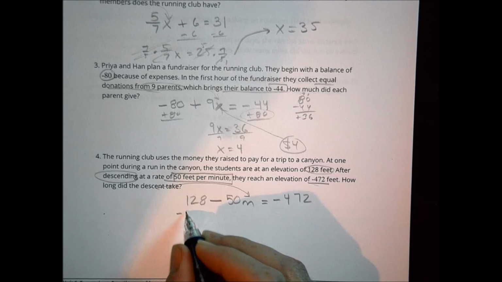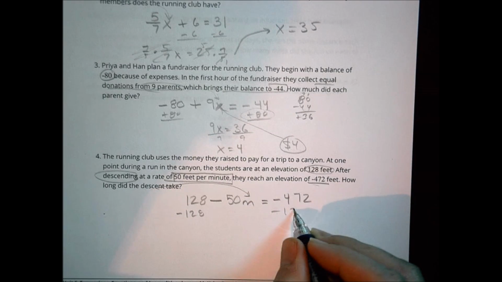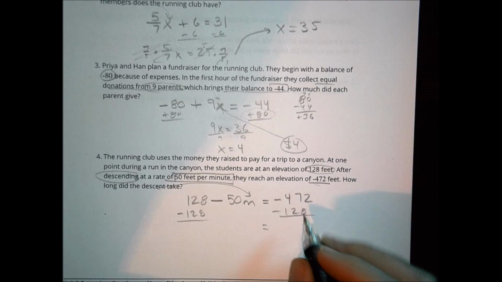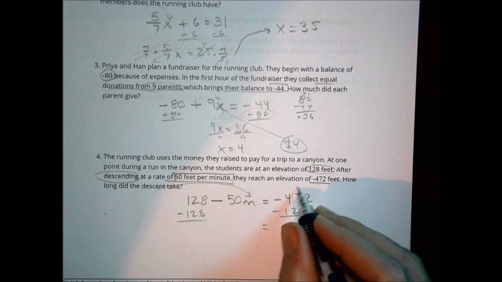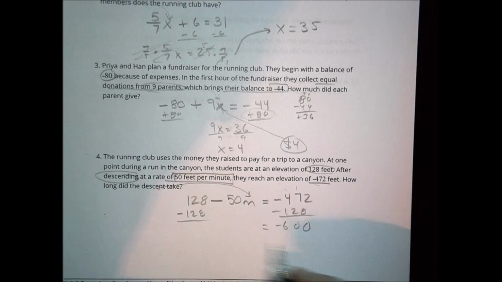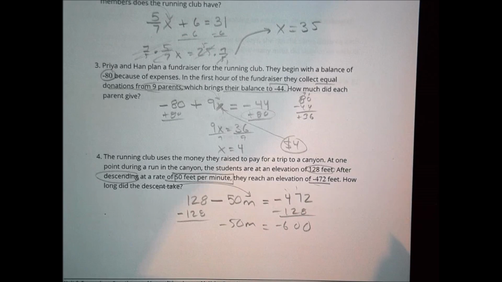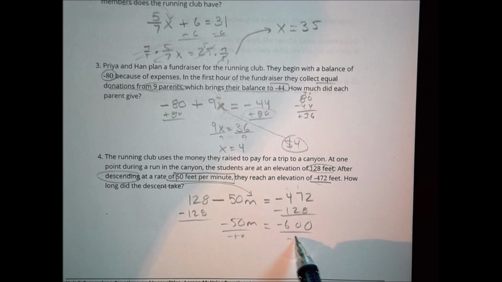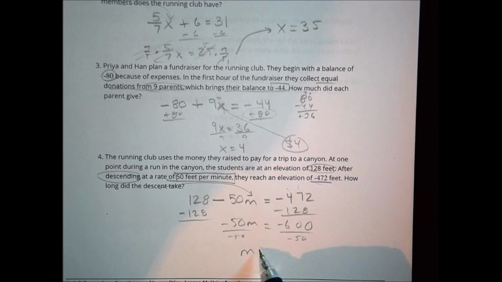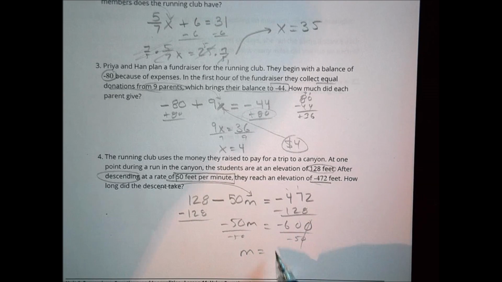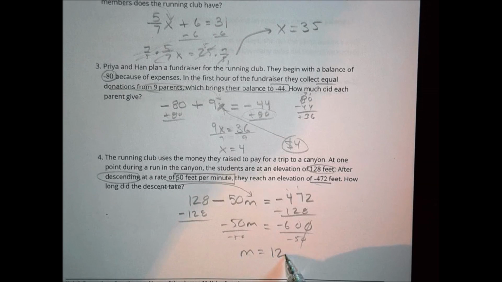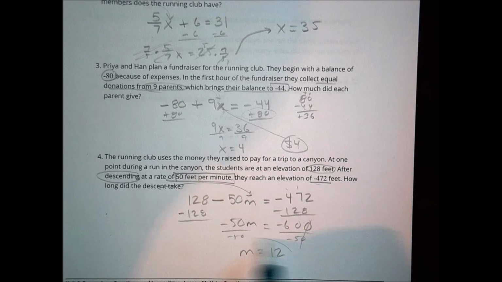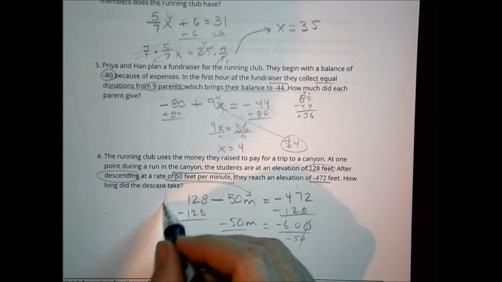So let's subtract 128, subtract 128. Signs are the same, so we find the sum and keep the sign the same. This becomes negative 600. So negative 50m equals negative 600. Divide both sides by negative 50, divide by negative 50. And m is going to equal 60 divided by 5, which is 12. And negative divided by negative becomes a positive. So it took 12 minutes to make the descent, 12 minutes.